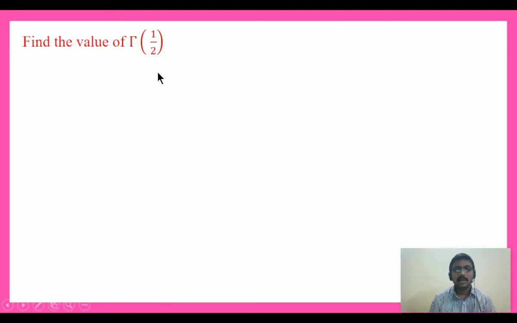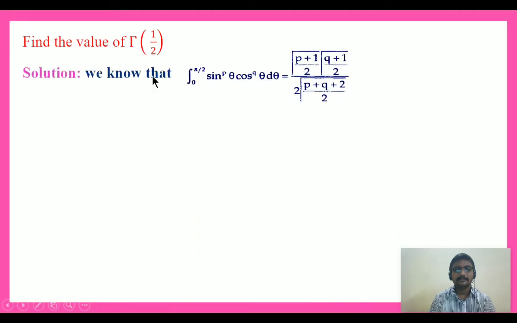Find the value of gamma half. So we know the formula: the integral of 0 to pi by 2 sine power p theta cos power q theta d theta is gamma of (p plus 1) by 2 into gamma of (q plus 1) by 2 upon 2 into gamma of (p plus q plus 2) by 2. So using this formula, just putting p equal to 0 and q equal to 0.